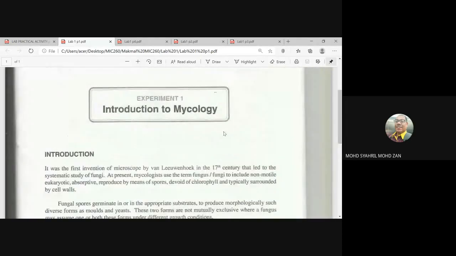Okay, yes. Now we go for our experiment number 1, right? So experiment 1 will be your introduction to Mycology. Okay. So this is the book. Sebenarnya Mycology laboratory ni ada manual, so ada buku dia. So mostly students kalau buat lab ni dia ada buku khas dia. So you all kena beli tapi untuk ODL ni saya tak ada contoh untuk soft copy.